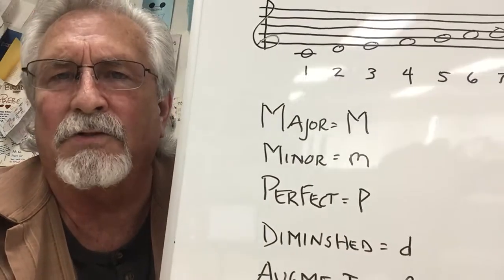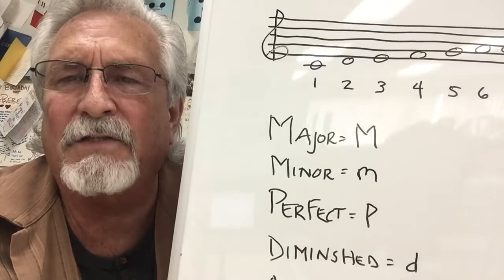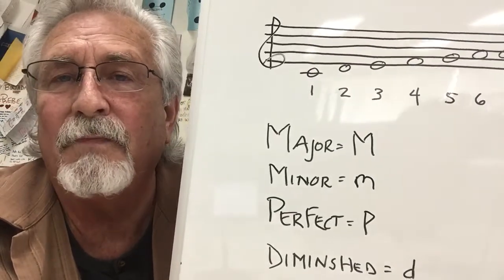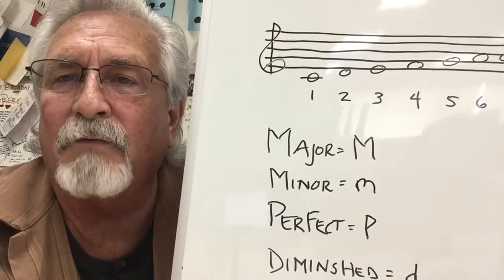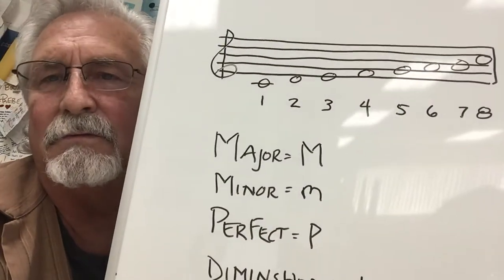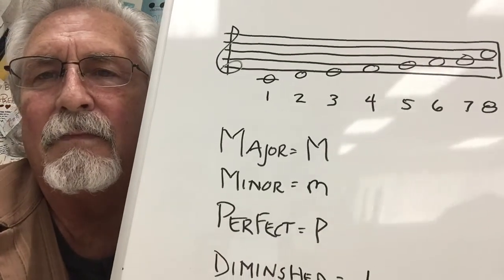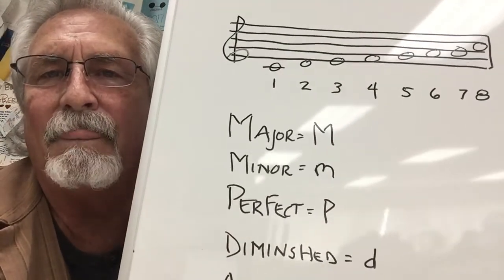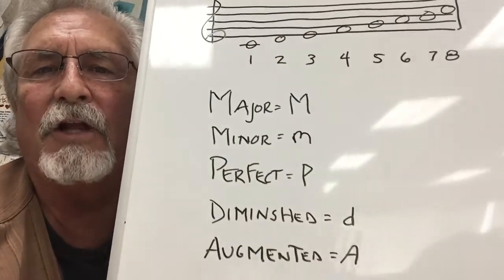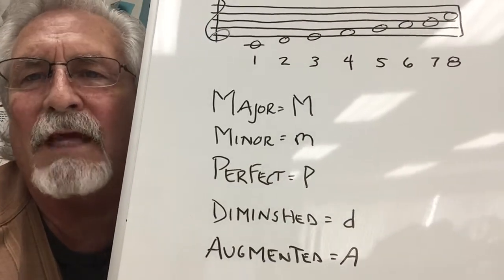And then you have perfect notes, Ps. The perfect notes are basically unison notes. So note 1 and 1 next to one another are a perfect unison. 4 and 5, perfect fourth and perfect fifth. And then an octave, which is an eighth. Okay, everything else is either a big M or a little m. And then you're going to learn diminished and augmented. I wouldn't worry about that right now.